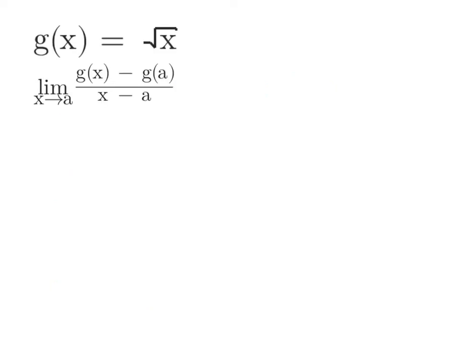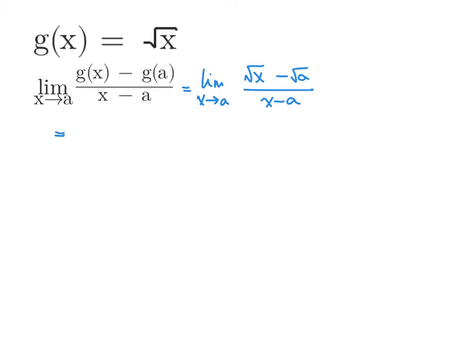Another one of these limit problems, let g of x be the square root of x, and we want to find the limit as x approaches a of g of x minus g of a over x minus a. So of course, first, we're going to just substitute. So g of x is square root of x, and g of a is square root of a over x minus a.